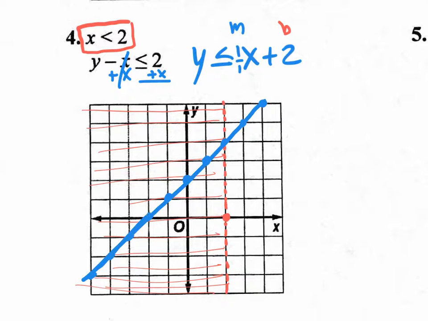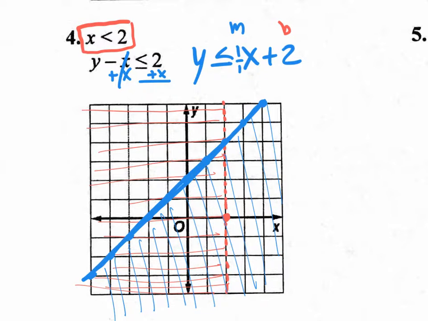And the last question is, do I shade above the blue line or below the blue solid line? Look at this inequality. What does it say? Y is less than. Now, would that be above or below? Below. So let's shade below. And again, let's do some light shading. Light shade right here, light shade, light shade, all below the blue line.